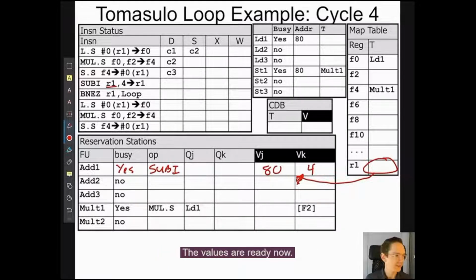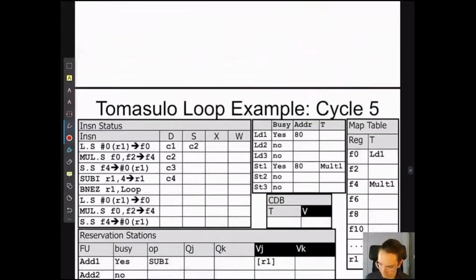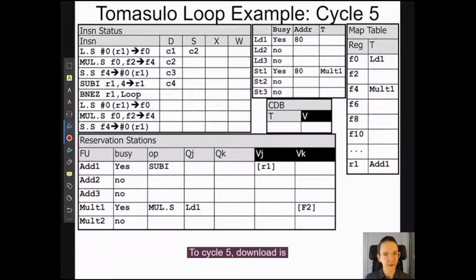The values are ready. Now last but not least, the subtract instruction writes as well to register R1, so we need to now update the map table so that later readers of R1 know what location will hold the correct value for R1 going forward. So we point them to this reservation station entry through the tag, setting the tag to add1. And that concludes dispatch. So moving on to cycle 5. That load is executing, the multiply and the store are waiting on operands, but the subtract is ready. Its operands are all available, so it can issue in cycle 5.